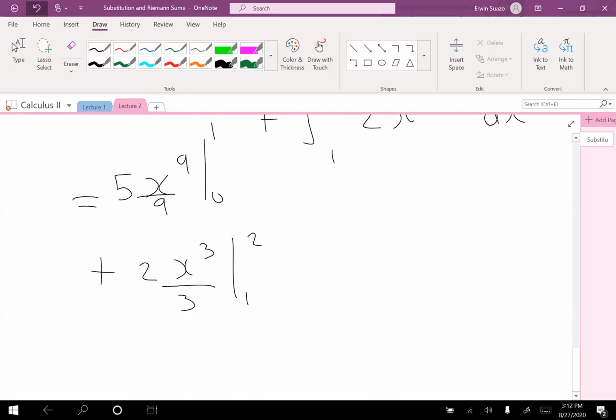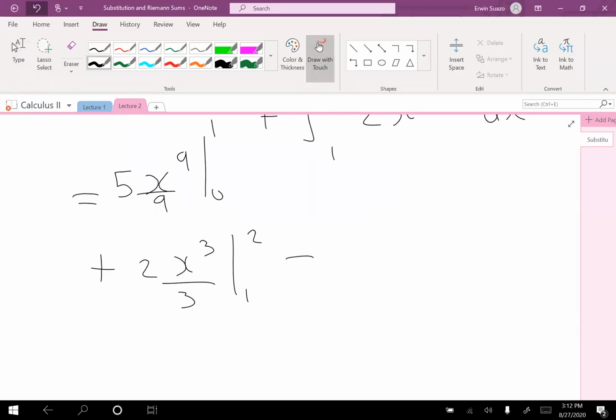So let me evaluate it here. So we get 5 9s, because 1 to the 9 is 1, so minus 0, so that's fine. So plus, evaluate at 2, there will be 2 times 2 cubed, right? So let me put 2 cubed over 3, minus 2/3.